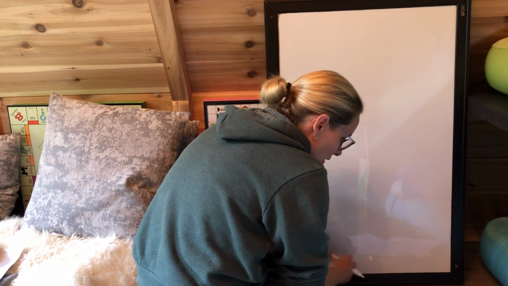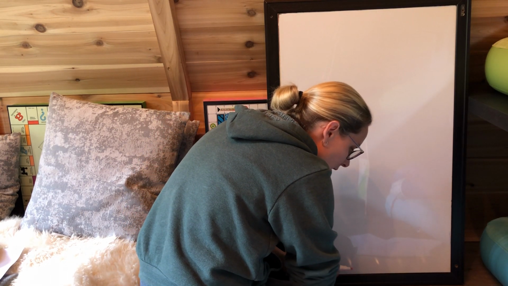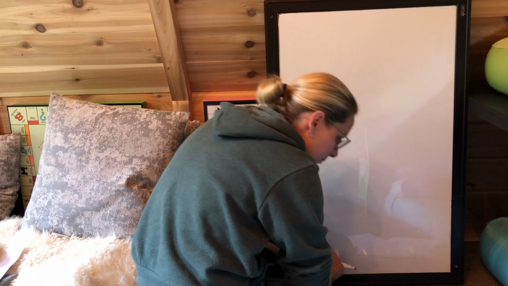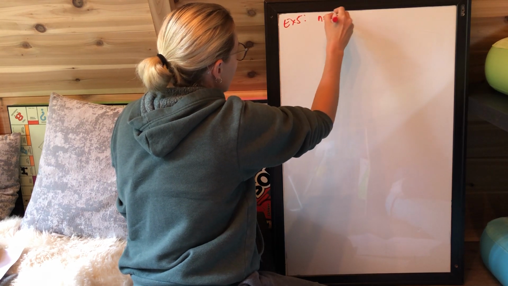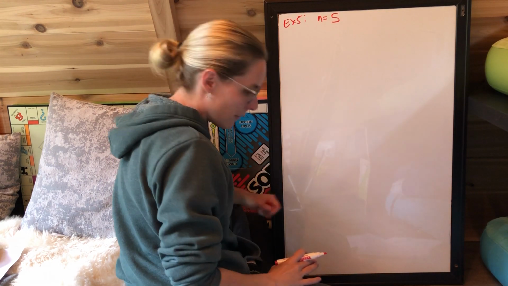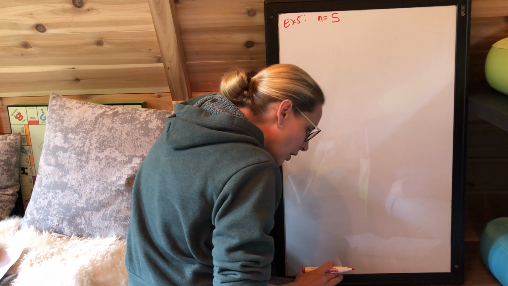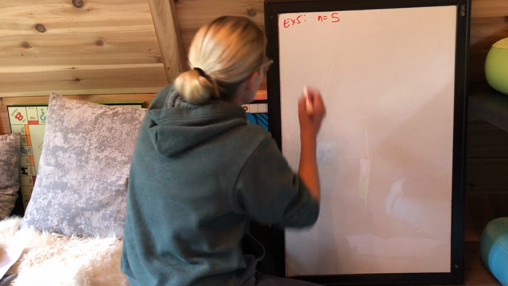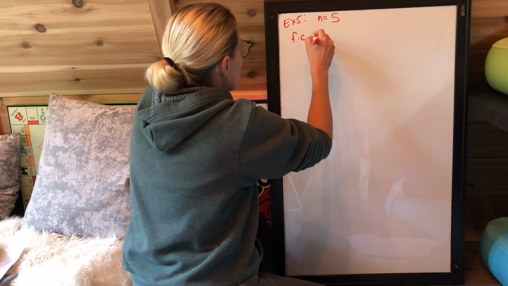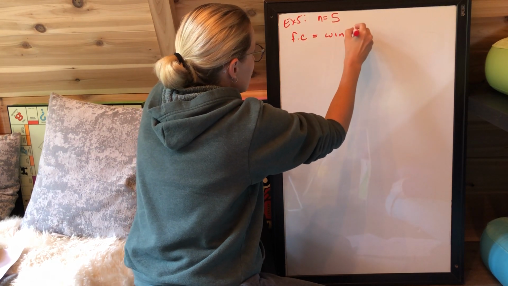Okay, so example 5 says a game consists of cutting a deck of cards 5 times. So you're cutting it 5 times. That means the number of trials you have is 5. If you get a face card, you win $2. Face card equals win $2.